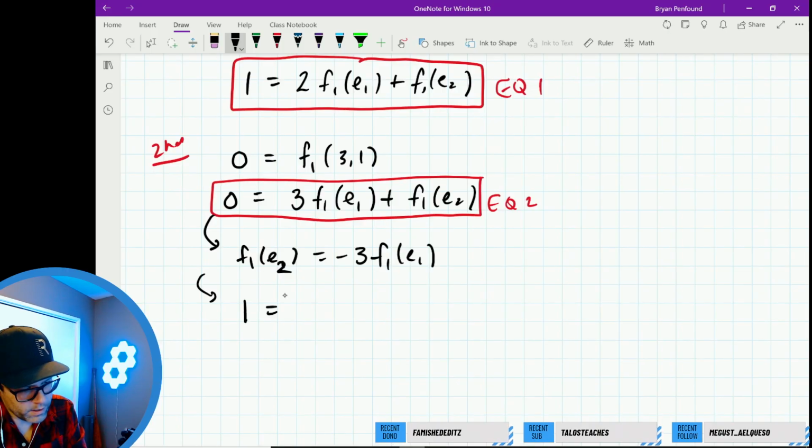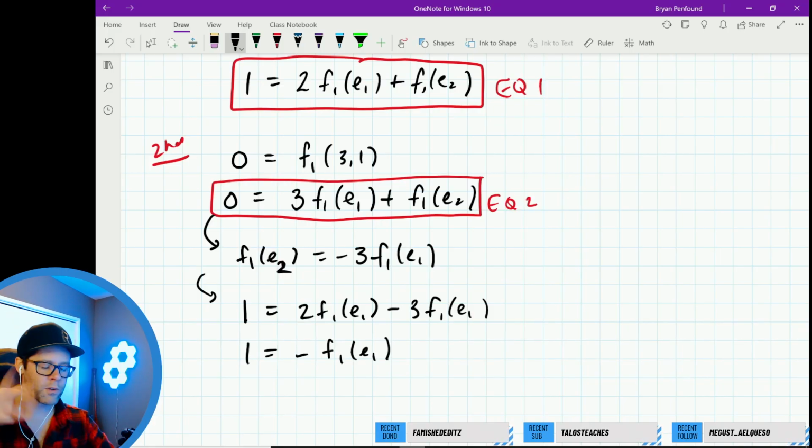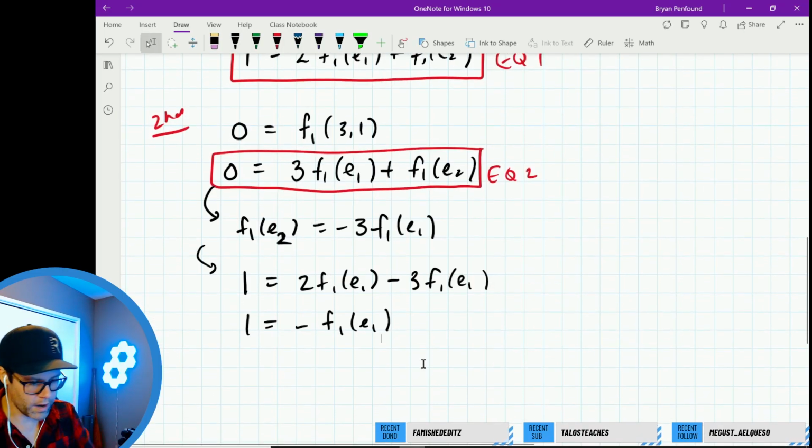We get 1 is equal to 2 of these minus 3 of these. Okay, so that's where your negative 1 is coming from. Gotcha. Okay, so that's where that came from. That makes sense to me. So F1E1 should be minus 1.